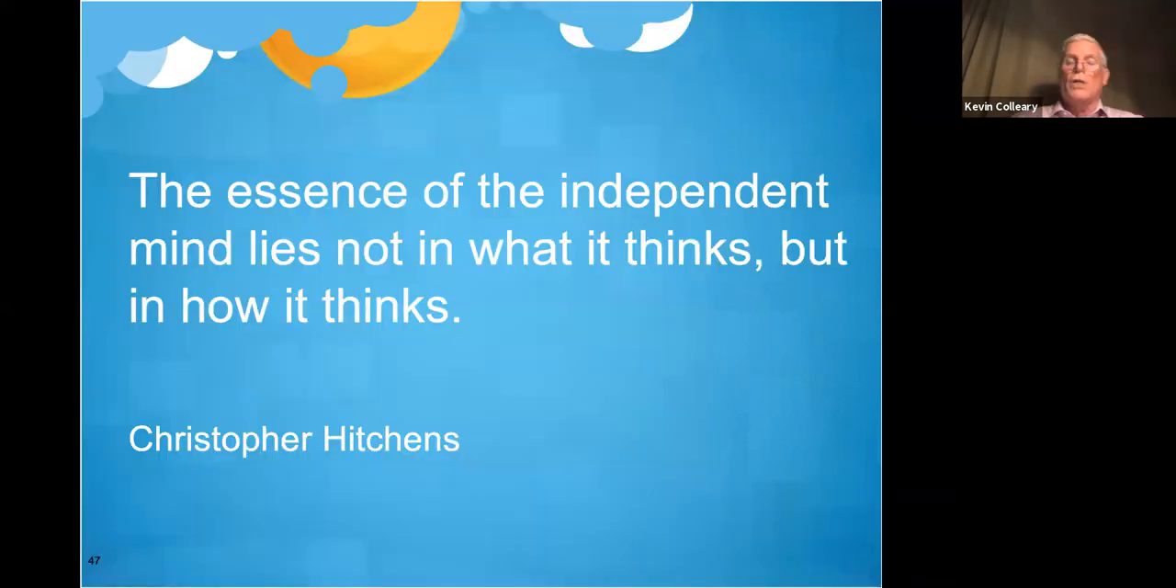So I'm going to close out with this quote from Hitchens that I like very much, that says, "The essence of the independent mind lies not in what it thinks, but in how it thinks." And that's truly, I think, what's important. The content is critically important for all of us as teachers, but helping students frame the way they're learning, the way they're questioning and the way they're thinking is also a critically important element.